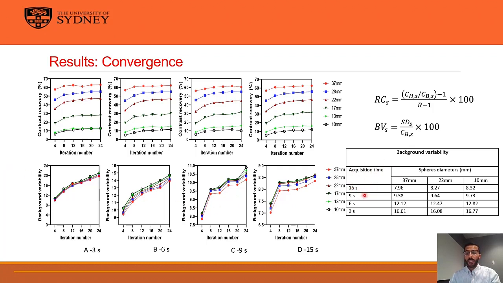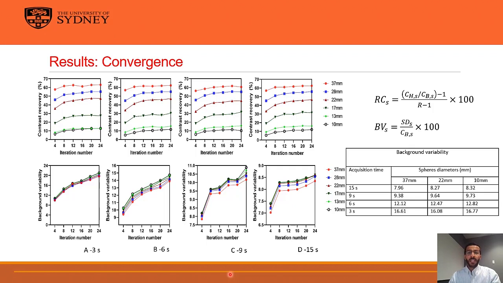Moving to the table on the right side, which demonstrates the background variability at different acquisition times. In the case of the 37 millimeter sphere, the image noise rose from 7.96 to 16.61 when the acquisition time decreased from 15 seconds per view to 3 seconds per view. Also for the smaller sphere, which is 10 millimeter, the noise level rose from 8.32 to 16.22 when the acquisition time decreased from 15 seconds per view to 3 seconds per view.